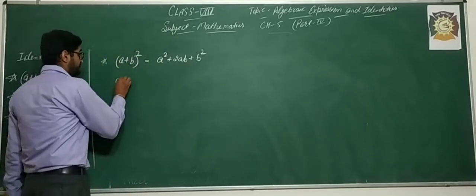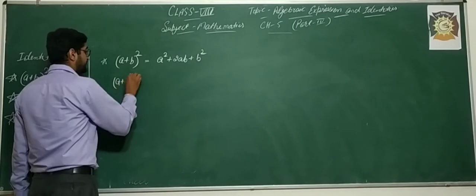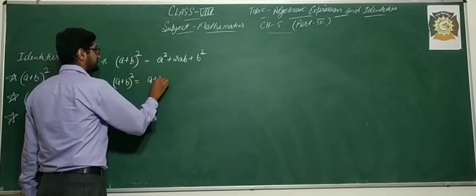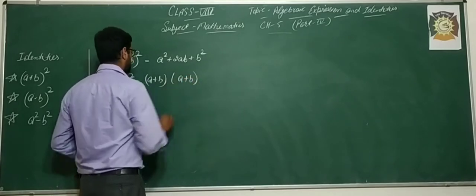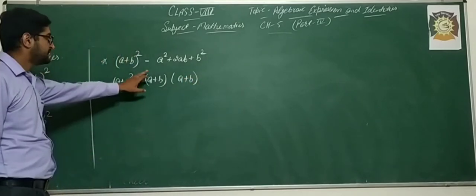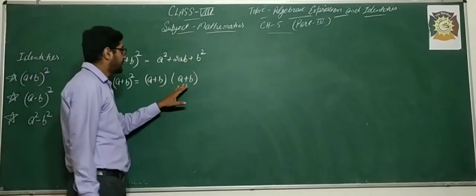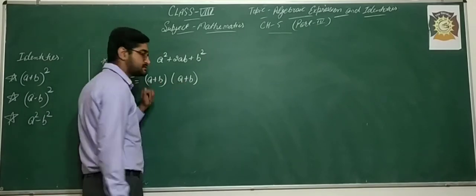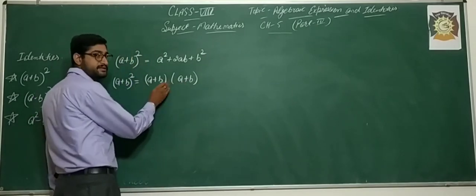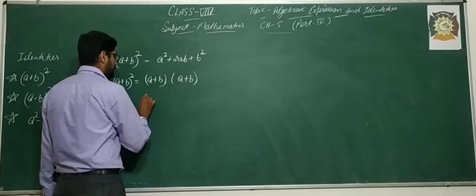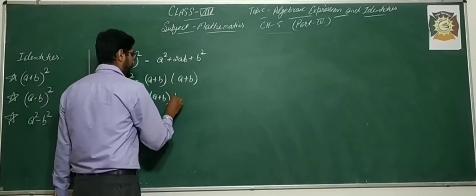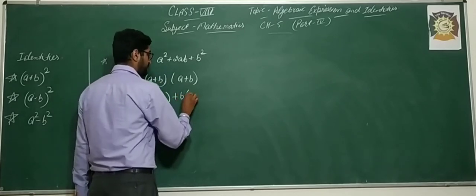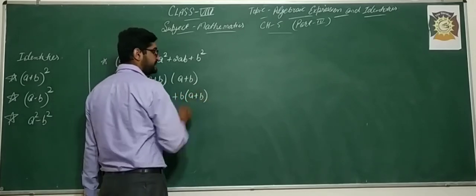Now (a plus b) square, we can write as (a plus b) into (a plus b). Square means multiplication two times. Now how will we multiply these polynomials? As these are binomials, we multiply a into (a plus b) and plus b into (a plus b).